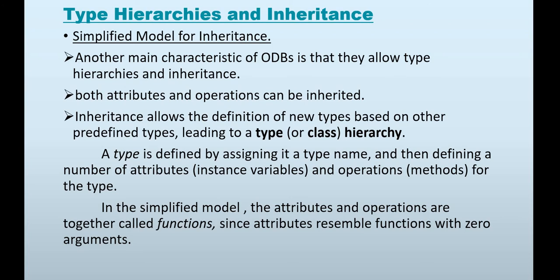A type is defined by assigning it a type name. Alright, every type will have a type name and then defining a number of attributes or instance variables and operations or methods for the type. In other words, we can say that a type must comprise attributes and operations. In the simplified model, the attributes and operations are together called functions. When we say functions, we mean the combination of attributes and operations, since attributes resemble functions with zero arguments.